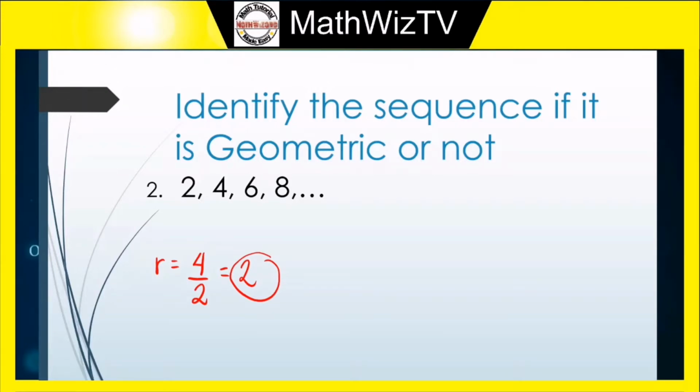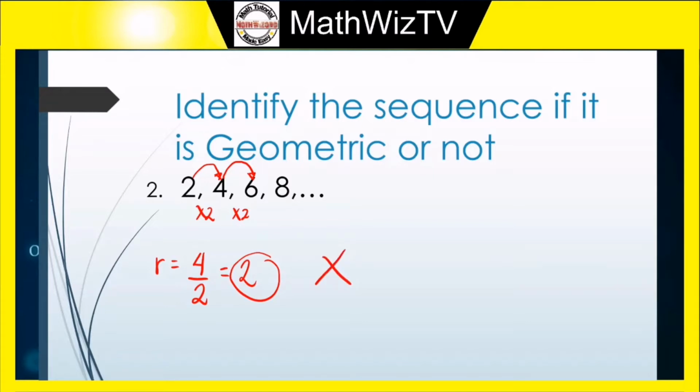Now, what we will do is to multiply it to our first term to get the second term. 2 times 2, the answer is equals to 4. And then next, 4 times 2, the answer is 8. But in here, the answer is 6. Therefore, we can say that the given sequence to us is not geometric sequence.